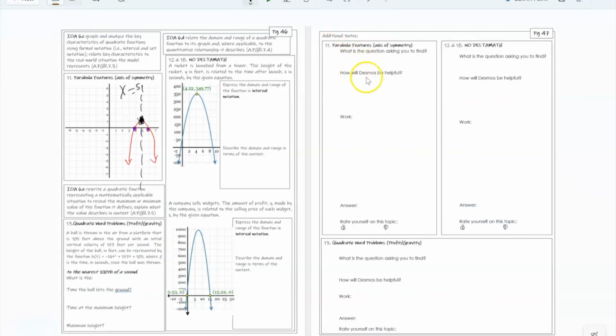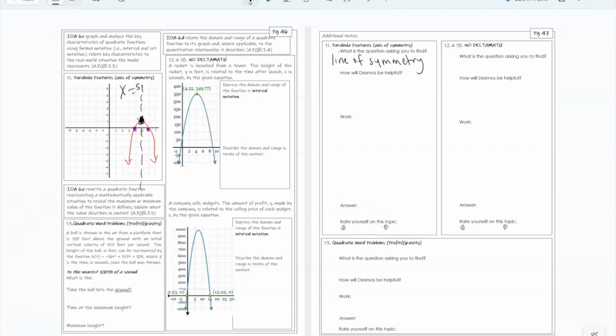So for question 11, if you come to it, it says additional note. What's the question asking you to find? So it's asking you to find what? The line of symmetry. So you just need to know what it's asking you to find. How is Desmos going to be useful? So again, I'm not going to write all this down because this is the part that you're supposed to write down. How is Desmos useful? It's going to be useful if you're given an equation, not a graph, and you can't see it. So if it's given an equation, you're going to type it into Desmos. Here's the work. Here's the answer. Rate yourself on this topic. That is all that there is to question 11.